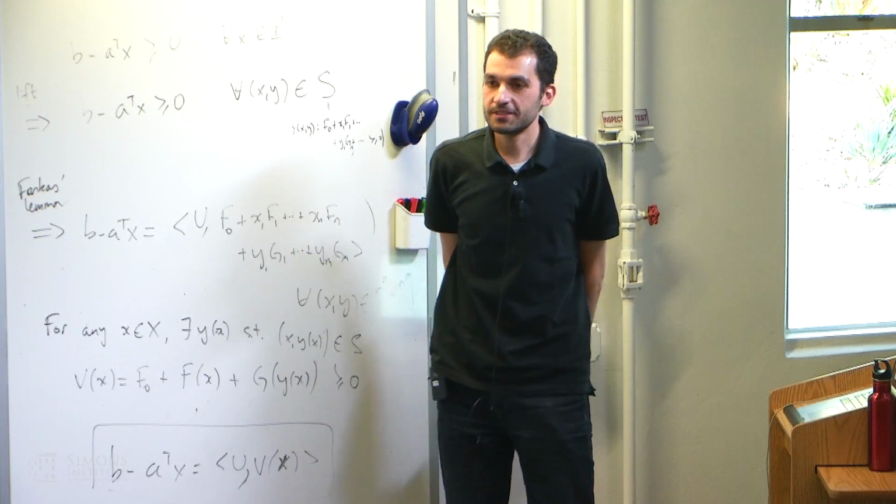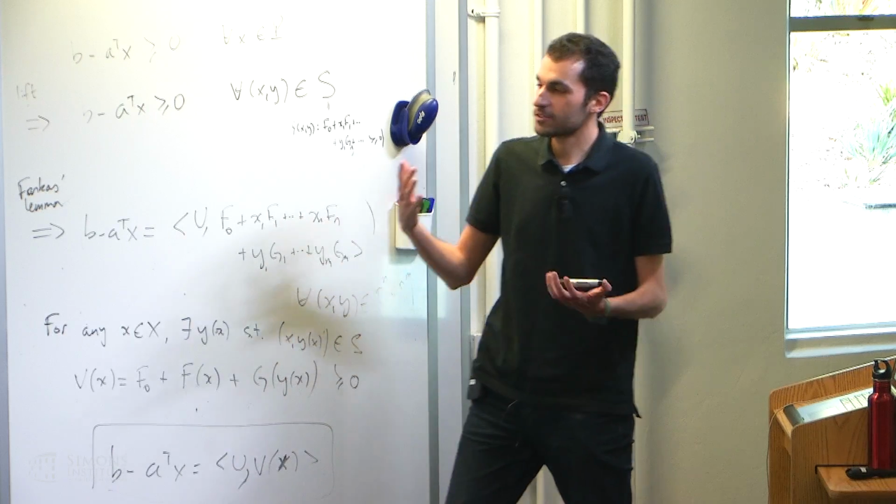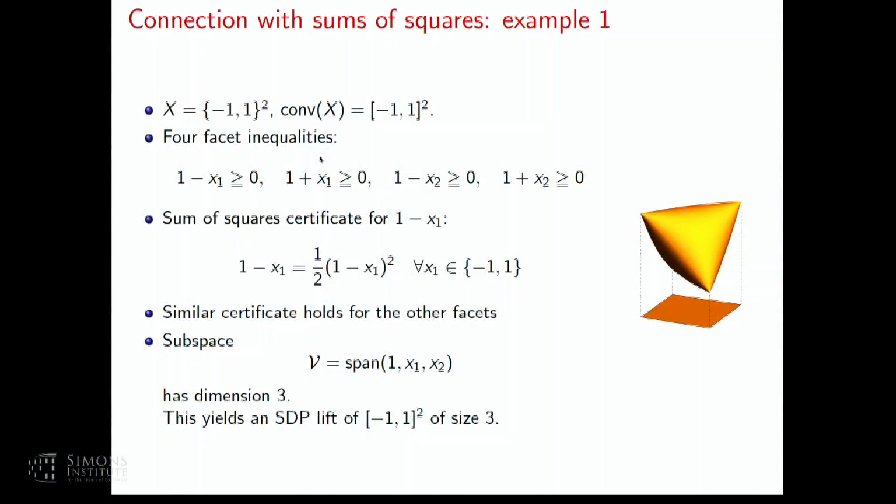Okay, so really the key idea is simple. You have a certain convex set or a certain polytope. There are certain non-negative functions that you associate to it. These are just the valid inequalities. And finding small certificates for these valid inequalities allows you to get a small lift of this polytope.